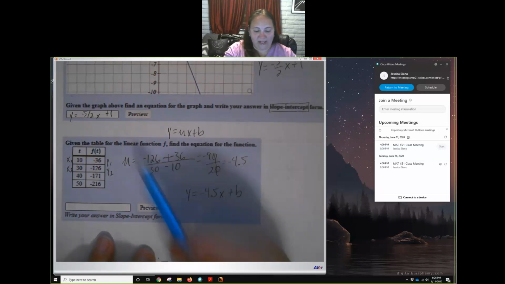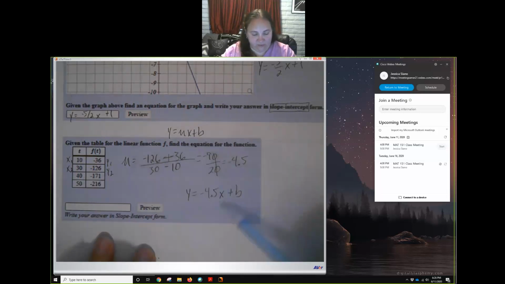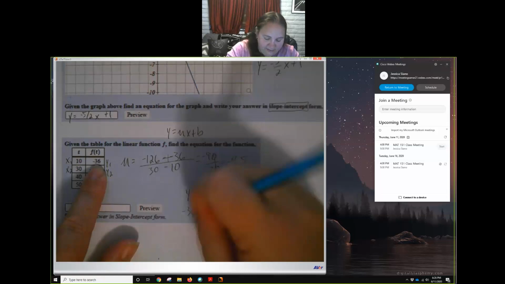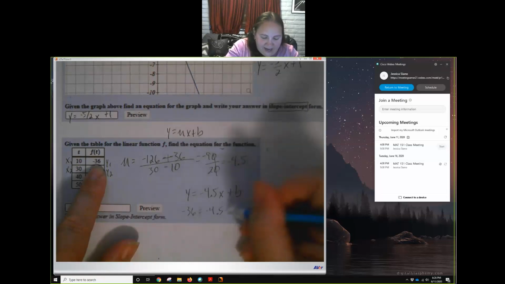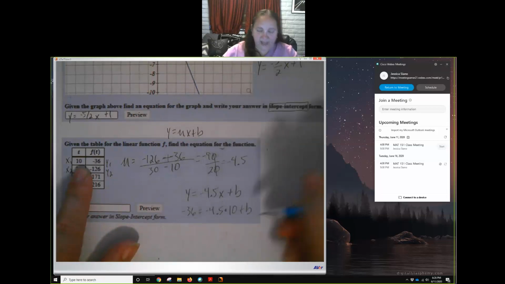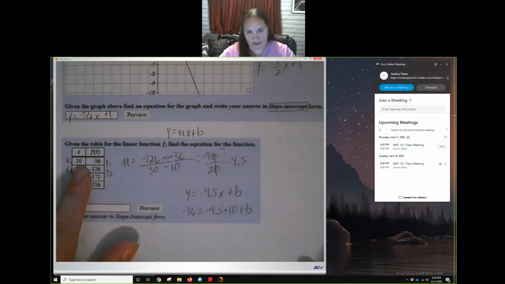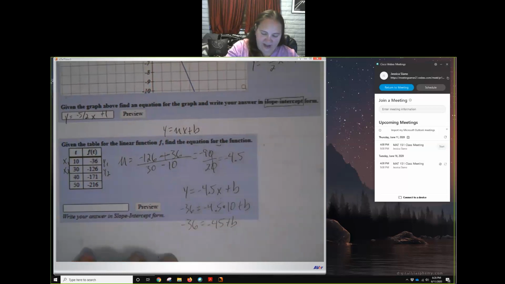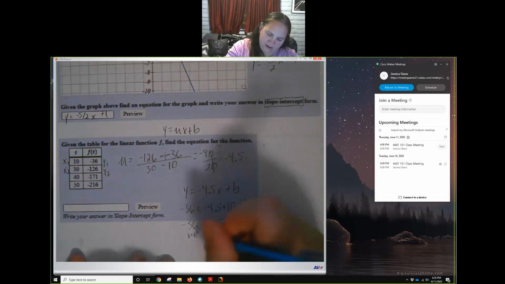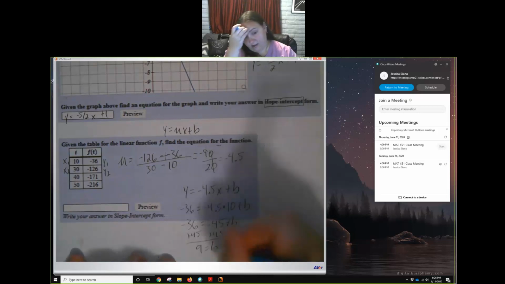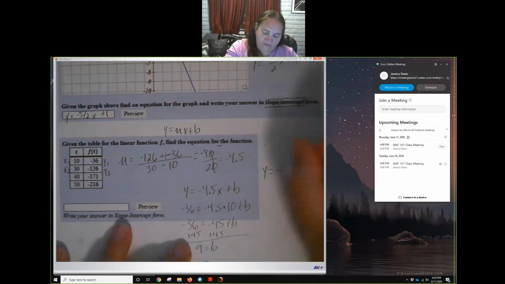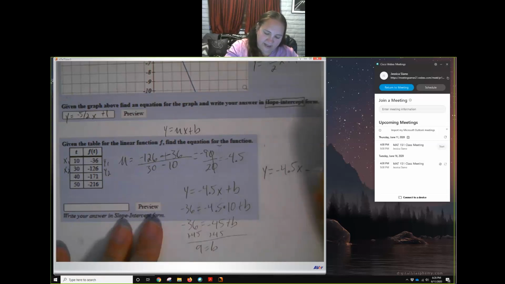Now I'm going to take any point, and I'm going to plug it in for y and x. So let's use the first point. Y is negative 36 equals negative 4.5 times 10 plus b. Then negative 36 equals negative 45 plus b. Add the 45. B is 9. So then y equals negative 4.5x plus 9.